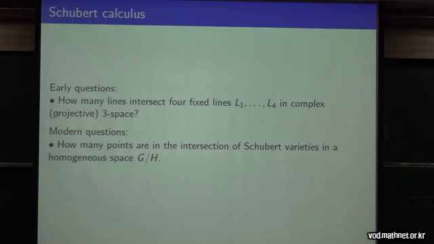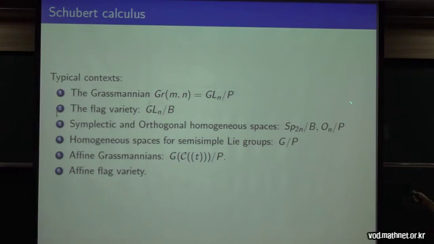One can also replace the Grassmannian by a homogeneous space. A homogeneous space is, roughly, a space with a group action. There are a lot of typical examples: the Grassmannian, flag varieties, the symplectic and orthogonal cases, like homogeneous spaces for semisimple Lie algebras, and the affine Grassmannian and affine flag variety. There are more than this, but these are typical examples.